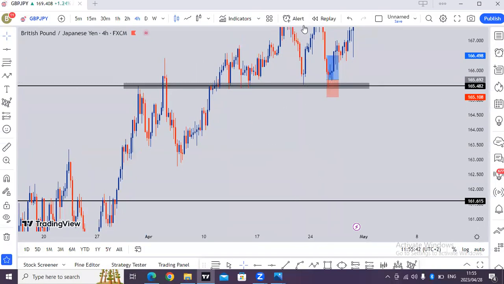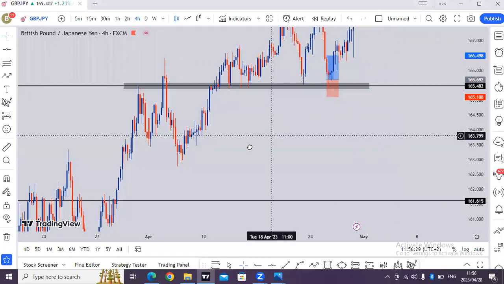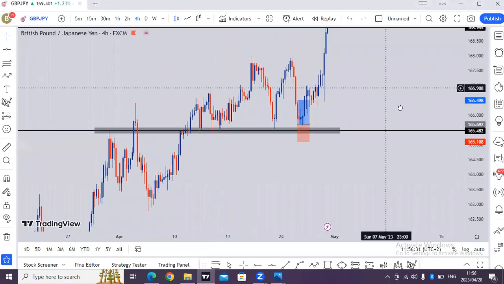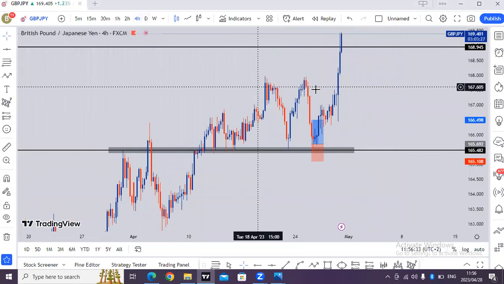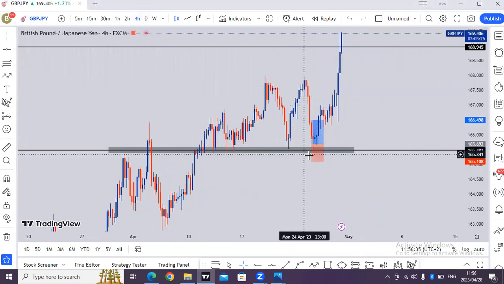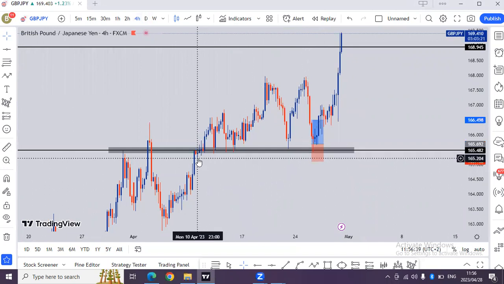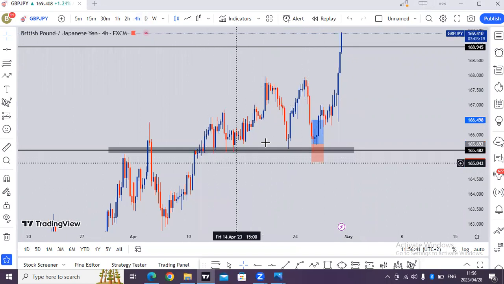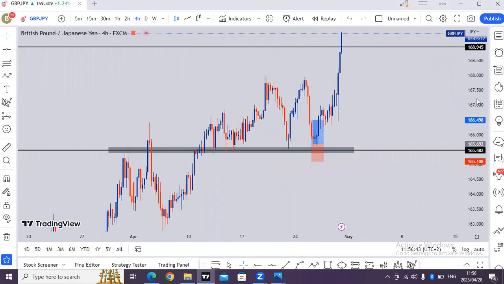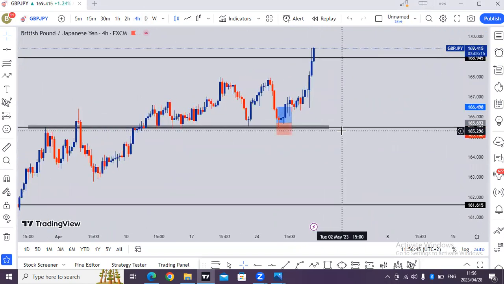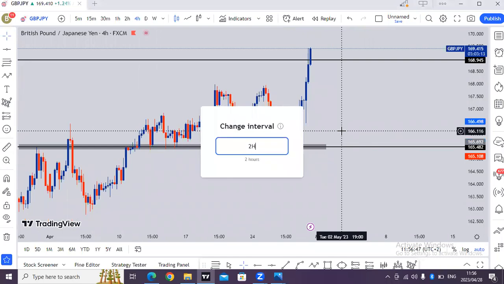Let me pause this. Okay. Now, while we were on the 4 hour, we came to look for our stop loss, which is below this level right here. These are the type of secrets I can share with you on this channel for free. I'm not going to charge you for anything. Trading should be free, guys.